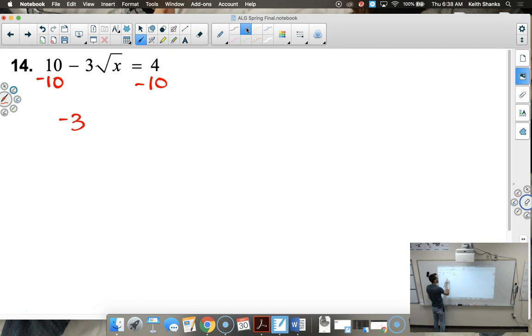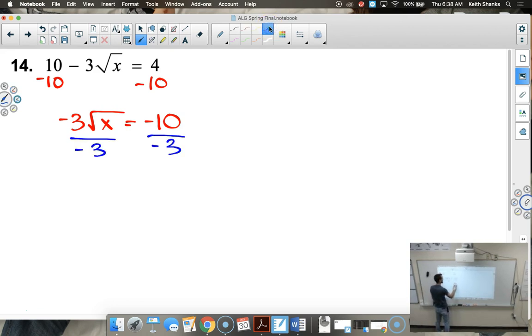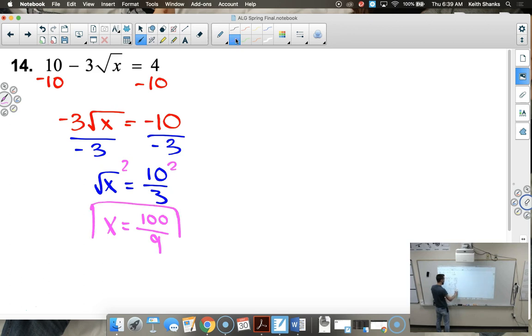Okay, negative 3 times the square root of x equals negative 10. All right, I'm going to divide by negative 3 first. And you have the square root of x equals this not really nice number, 10 over 3. All right, it's negative divided by negative, and so when I square it, I end up with x equals 100 over 9. That would be my answer.